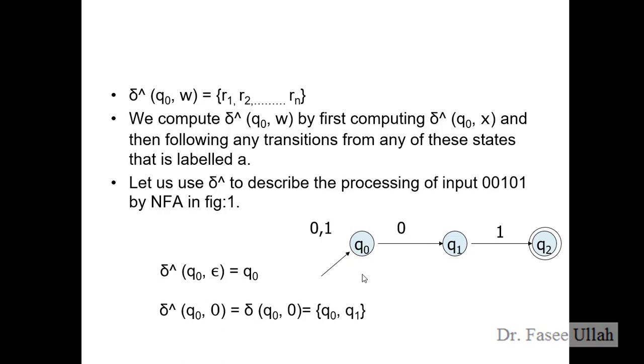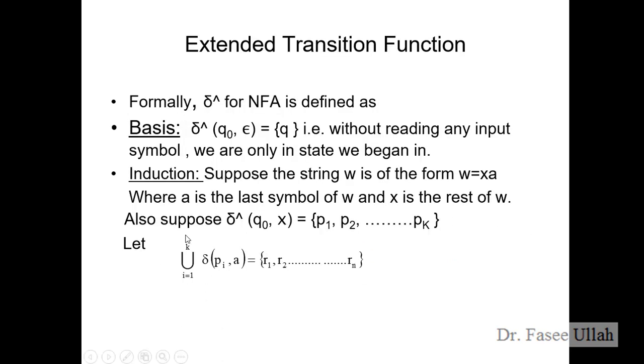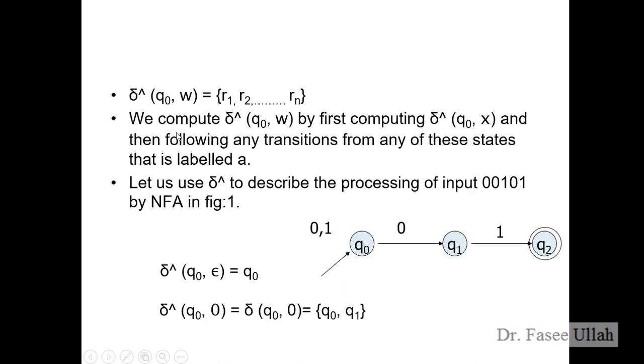So how can we represent these two generic reduction functions as one function? We can do it very easily. The transition function of q naught on w is equal to r1 r2 up to rn. So this is the generic representation of an NFA when we have an induction or more values.